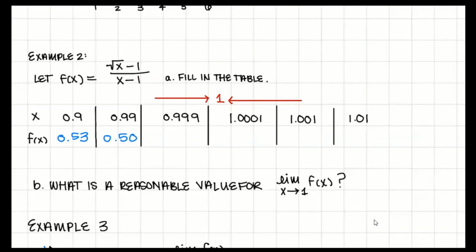0.999 is our x value, and that makes our y value 0.500. And that's going to be it for the left-hand side. Now we're concerned with the right-hand side.